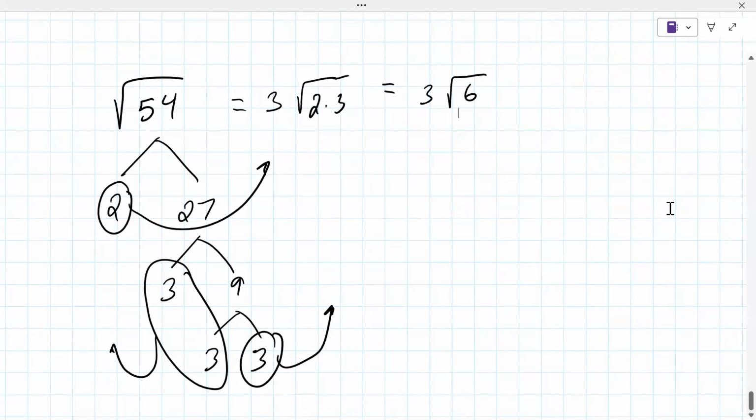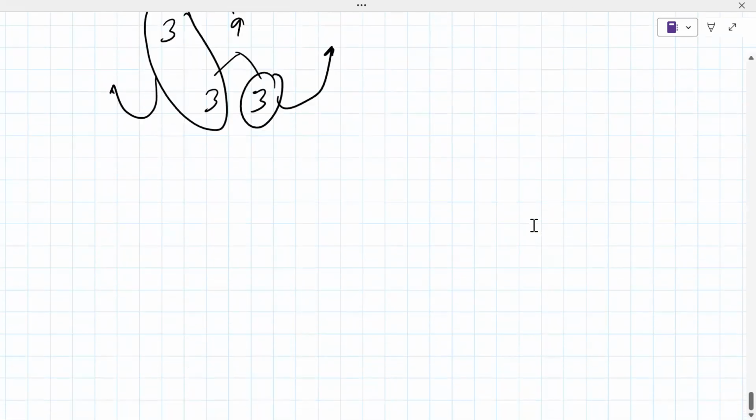All right. So let's try another. Let me try another one here. Square root of 150.